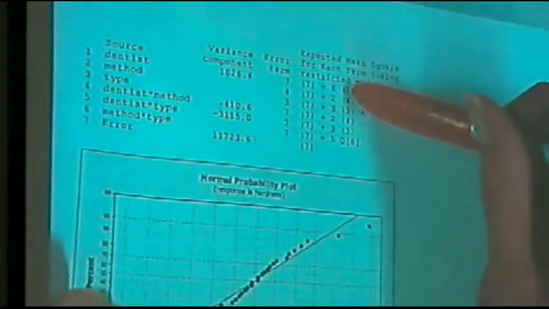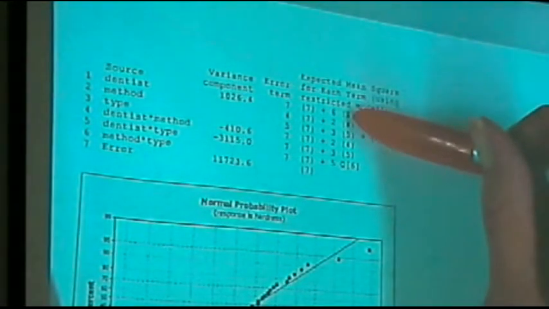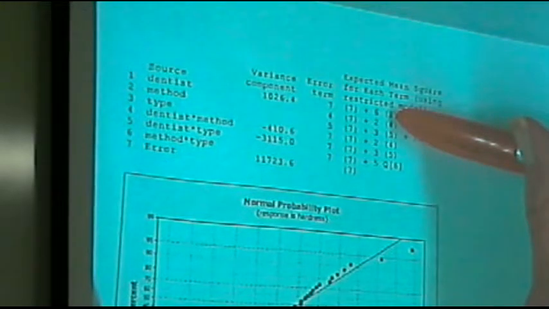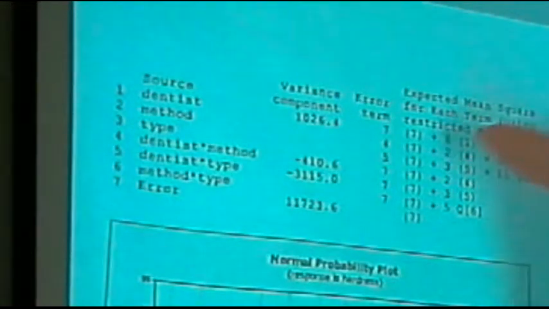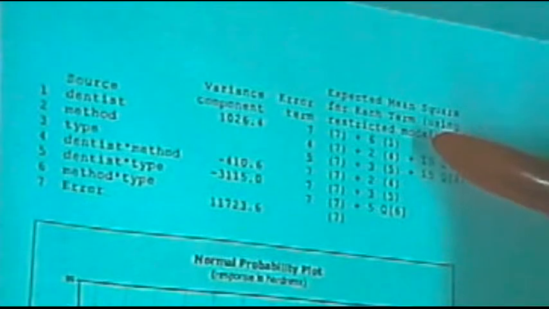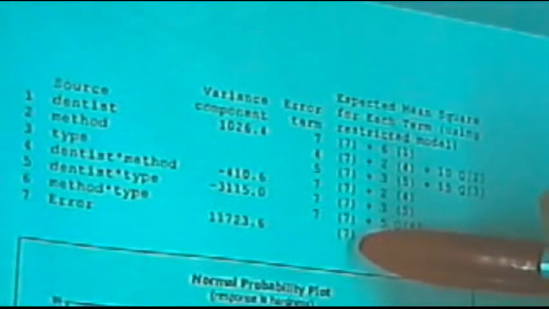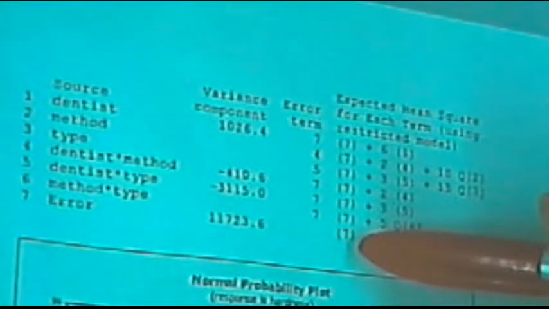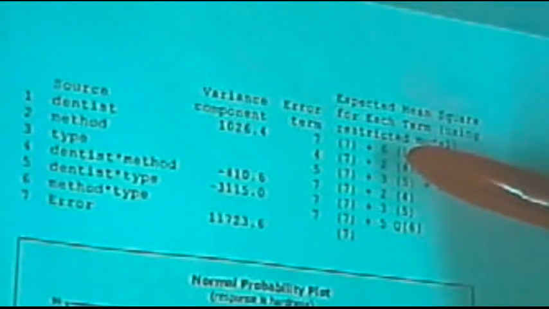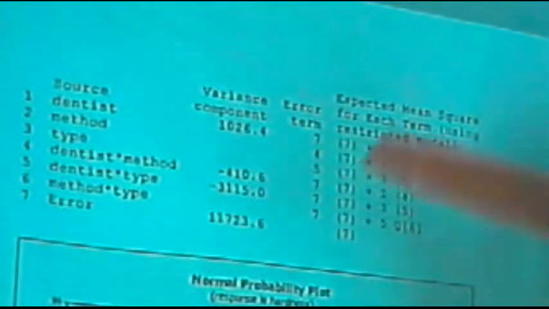Testing about dentist. That's the random effect, right? All by itself. So we look at this expected mean square here, and we see the proper denominator would be 7, just the mean square error. So this is simpler than the other ones were. So the proper denominator for dentist is 7, the mean square error.